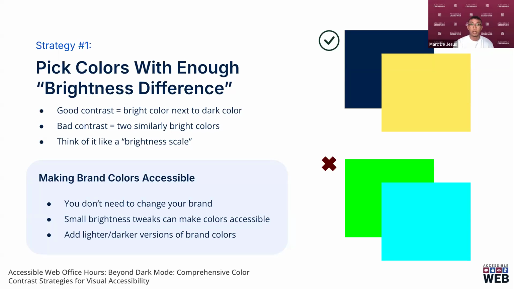Another option is to add lighter or darker variations of your existing brand colors. That gives you an accessible palette to use for text, buttons, and important UI elements, while still keeping your original colors for decorative or larger design elements. Accessibility doesn't mean changing who you are as a brand, it just means adapting your colors so everyone can clearly see and use your content.